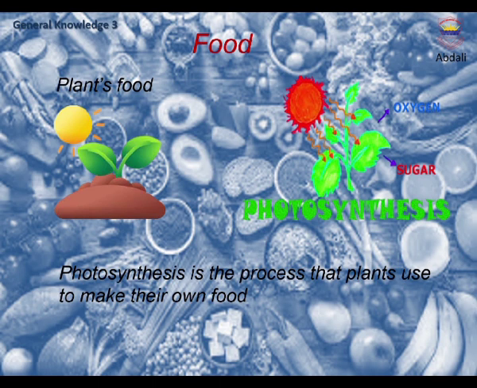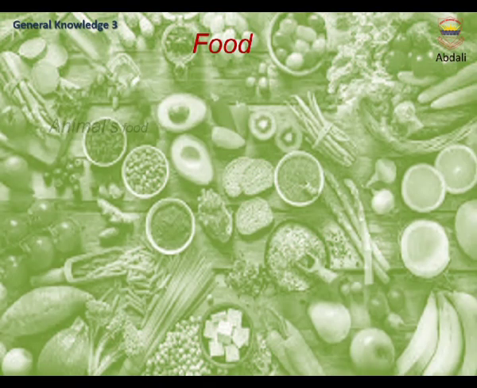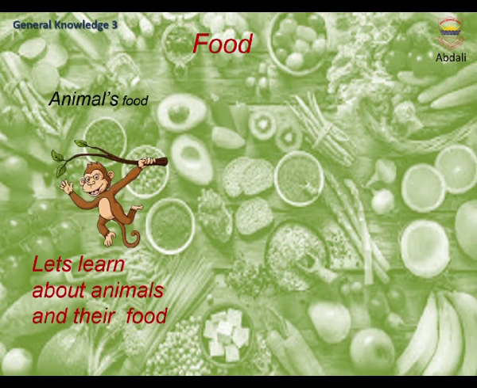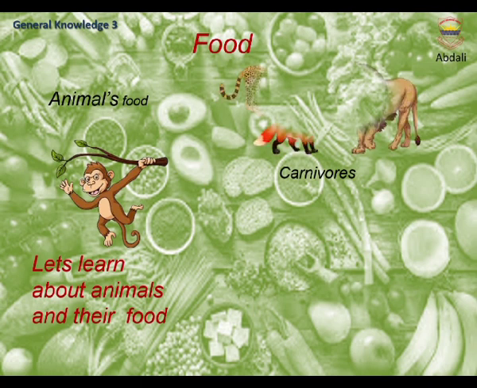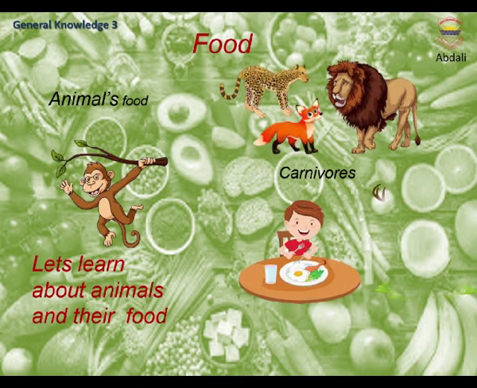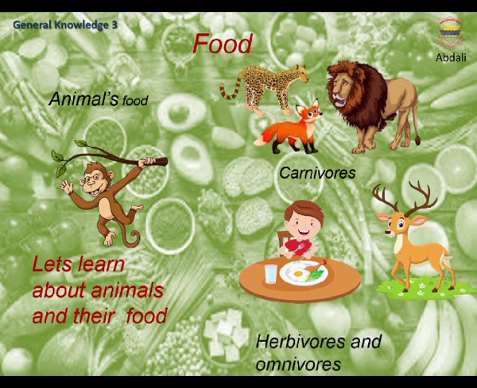Animals' food. Now, let's talk about animals and their food. Animals have different food preferences. Some animals, like cows, sheep, and deer, eat only plants. We call them herbivores. They have special teeth and long intestines that help them digest plants easily. On the other hand, some animals, like lions, tigers, and cheetahs, eat only meat. They are called carnivores. Their sharp teeth and strong jaws help them catch and eat other animals.